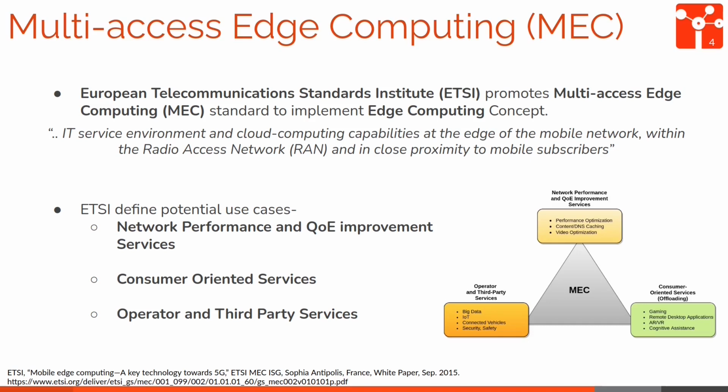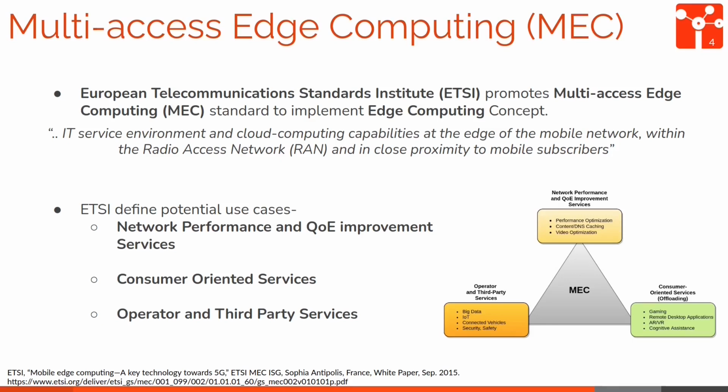Three main categories have been identified for use cases. Requirements on the architecture are generally quite similar for use cases within a category and quite different between the categories. However, all these categories need to be supported to allow MEC to enable a new era of services within the operator's network. The potential use cases in the first category are network performance and QoE improvement services, such as network performance optimization by network traffic monitoring, content or DNS caching, and video optimization. These services are generally aimed at improving the performance of the network, either via application-specific or generic improvements.